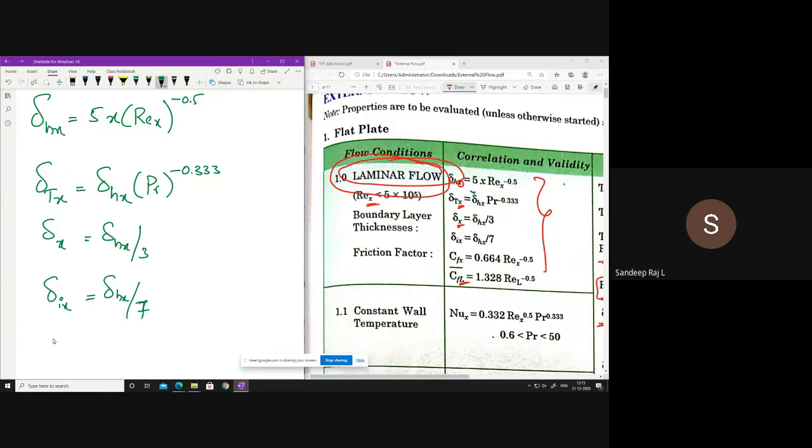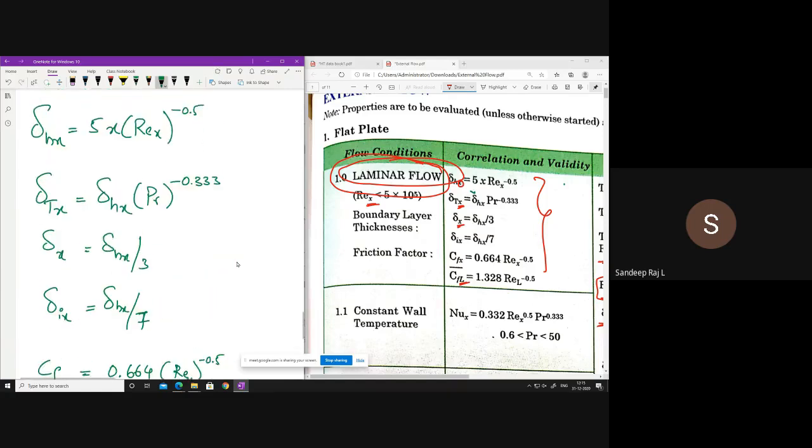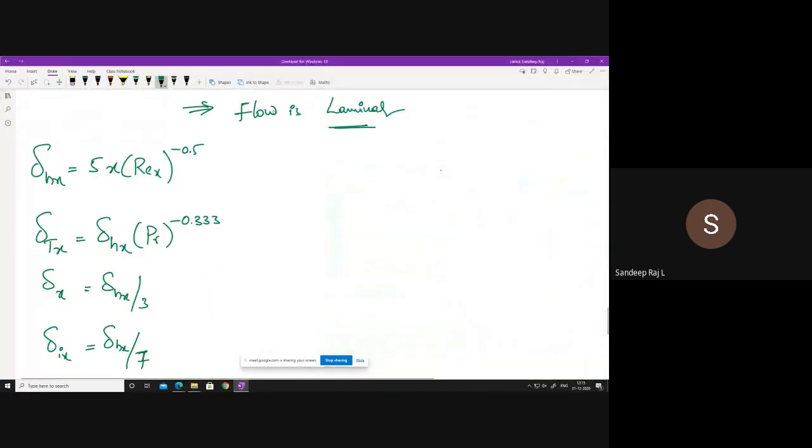Next, what is the thing? CFx here also you need. The CFx, this is a local friction coefficient, 0.664 into Re power minus 0.5, and CFL bar, the average one, is 1.328 into ReL power minus 0.5. So here you will have to substitute the appropriate values here. So you have to substitute it here.